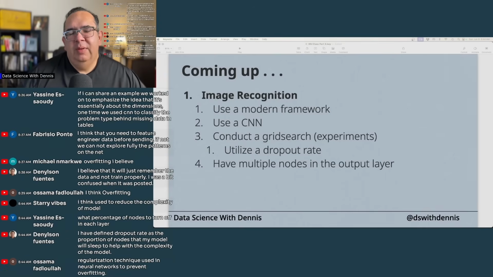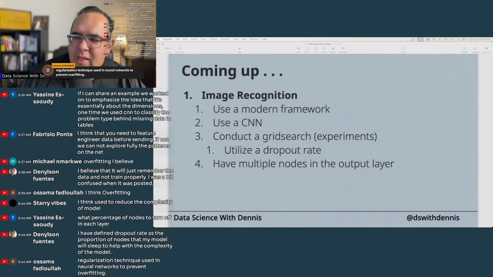Denelson and Starry Vibes, maybe you guys can give me a definition for what you mean by complexity of the model, because that's where I'm stuck. I think you guys are generally on the right track, but you're losing me at complexity of the model. Osama says it's a regularization technique used in neural networks to prevent overfitting. Aha.